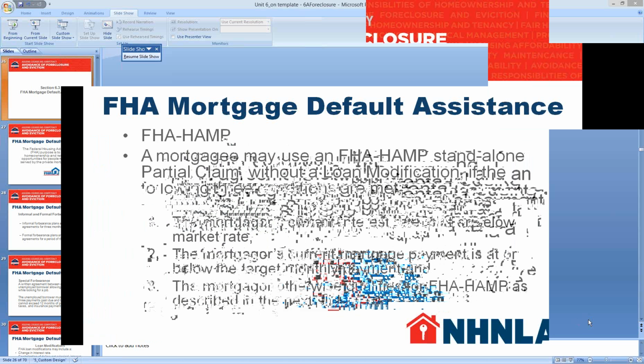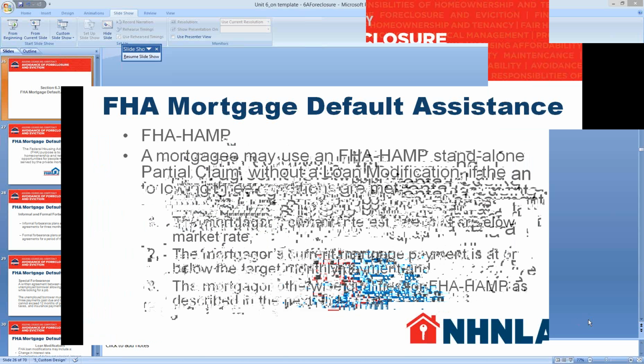If you're following along in your book, this is on page 4. The following conditions must be met. The mortgagor's current interest rate is at or below market. They'll also allow it if the mortgagor's or homeowner's current mortgage payment is at or below the target monthly payment. And thirdly, the mortgagor has to qualify for FHA HAMP.